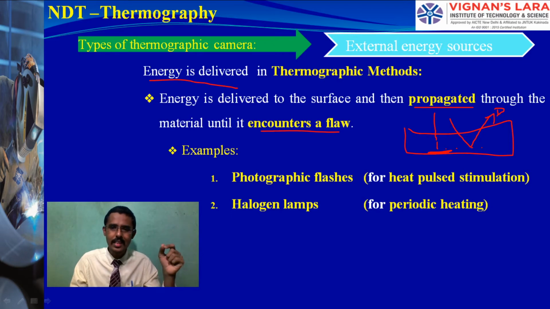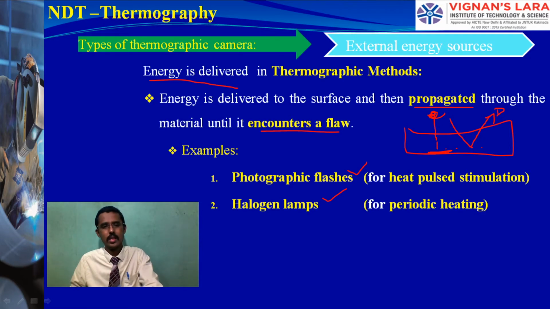So what is this energy we are sending here? What is this energy source? What is written here? Number one, photographic flashes, or number two, halogen lamps. It is nothing but a light source we are sending, a bright light source or concentrated beam of light like a laser beam, which is going to travel and encounter the flaw and reflect, and then we capture it through a camera.